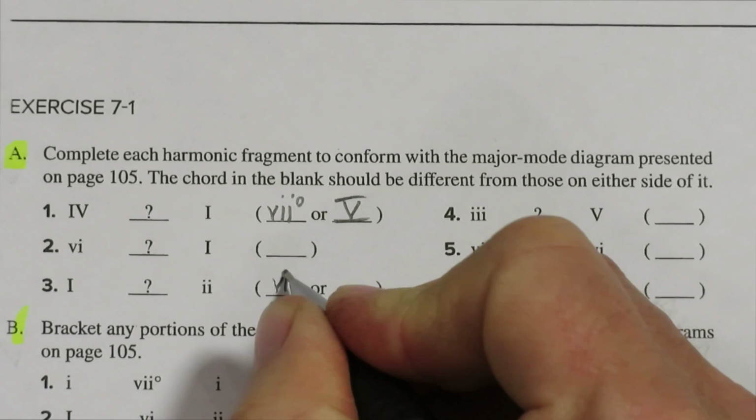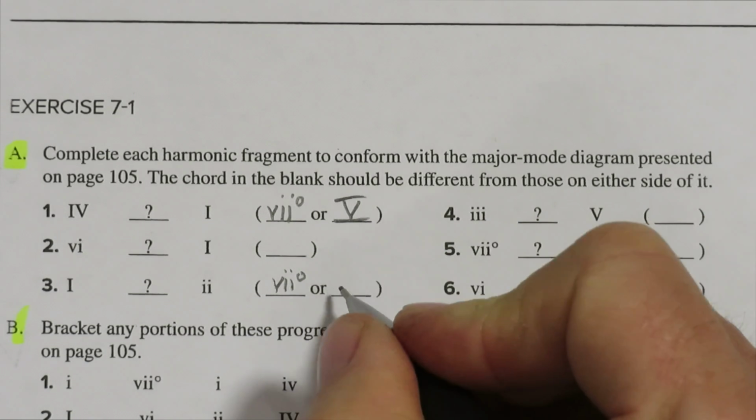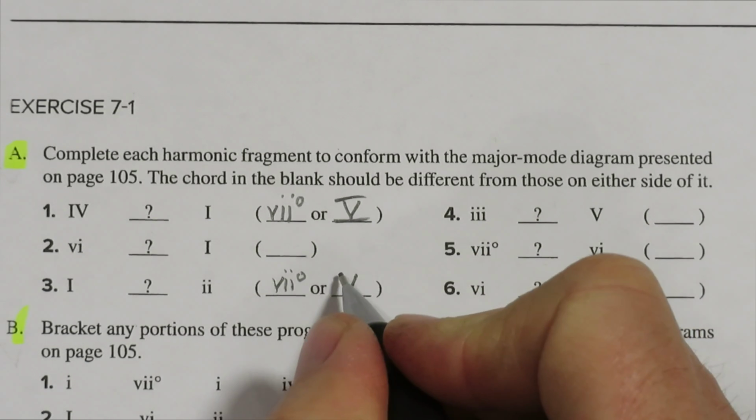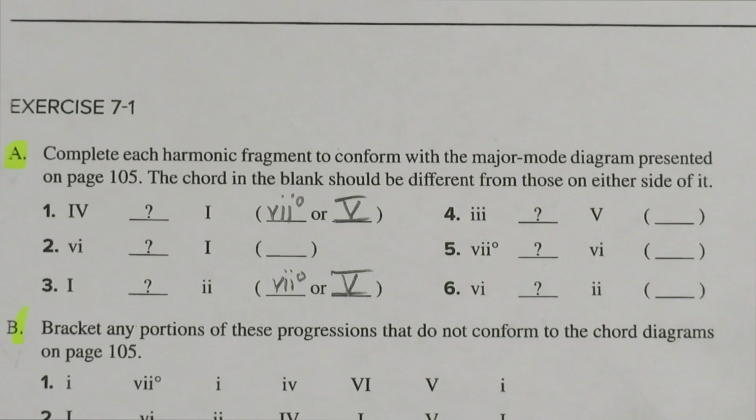So we'll put the 7 diminished and the 5. That's very common in classical too. It's a beautiful progression.